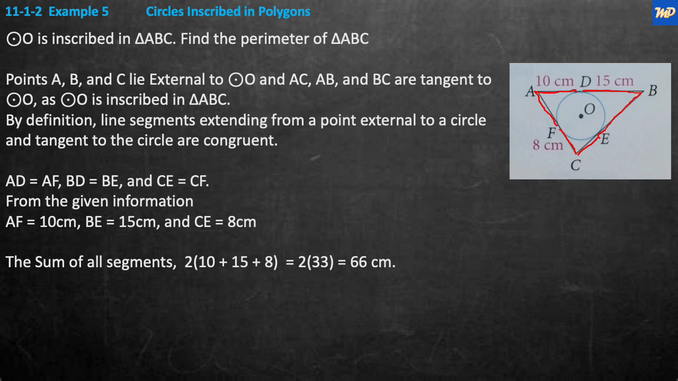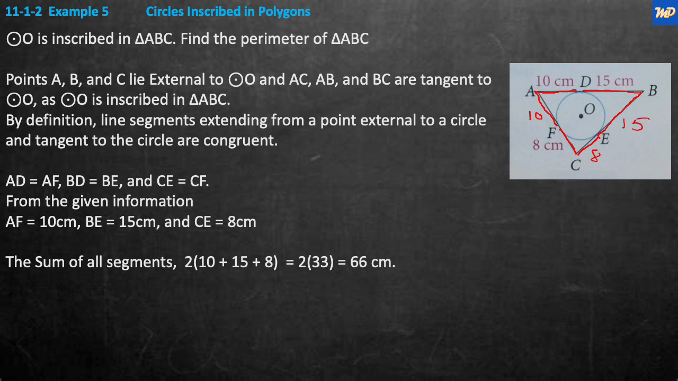So, given that information, we now know that AF is equal to 10 centimeters. How do we know that? It says AD is 10 centimeters. Well, we know that AF is equal to AD. So that means this is 10 centimeters. And if this is 8 centimeters, this one is 8 centimeters. And if BD is 15, then BE is 15 centimeters.